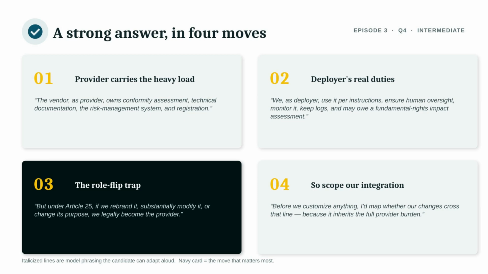Now the part that catches firms out. Under Article 25, if we put our own brand on the system, substantially modify it, or change its intended purpose, we stop being just a deployer and legally become the provider, inheriting that whole heavy load. So before anyone customizes or rebrands the vendor tool, I'd map exactly whether our changes cross that line, because accidentally becoming the provider is a very real and very expensive surprise.